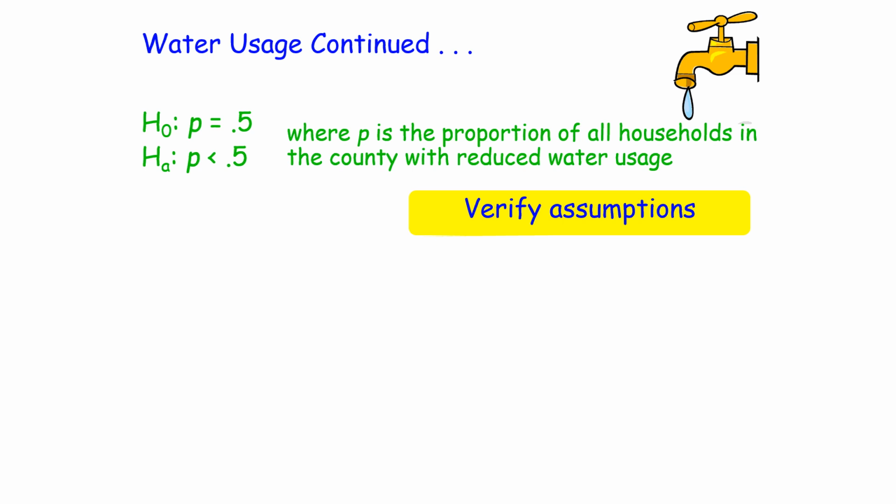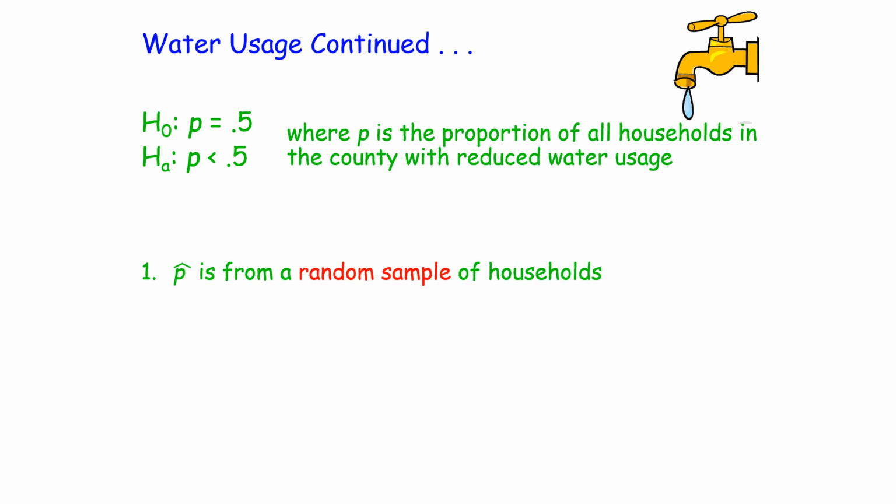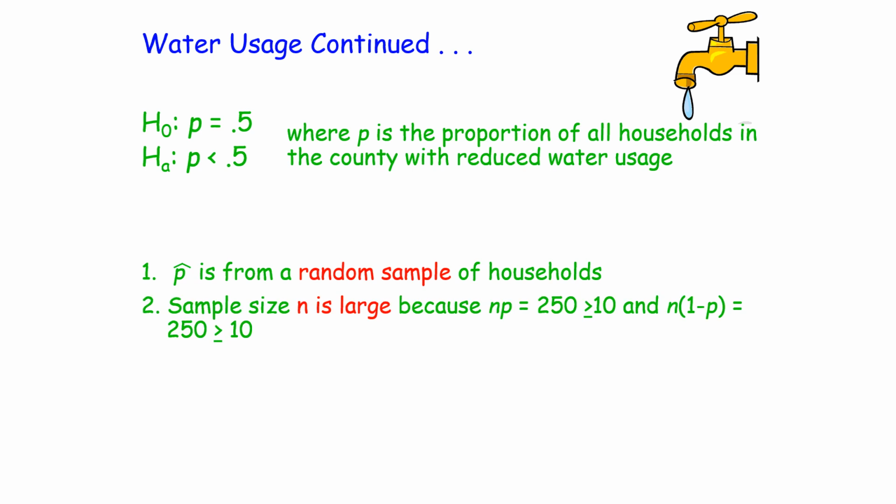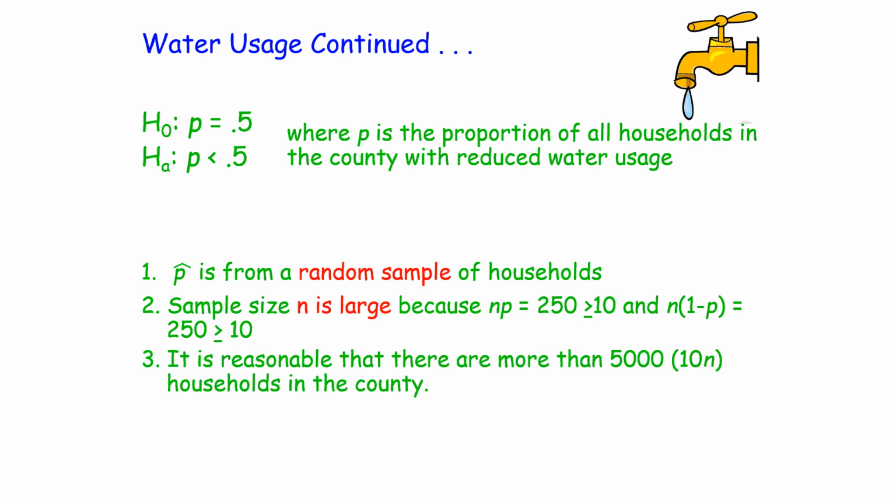We need to verify our assumptions. So we know that p hat is from a random sample of households. The sample size n is large because our n times p is 250, which is greater than or equal to 10, and our n times 1 minus p is 250, which is greater than or equal to 10. And our third condition, it is reasonable that there are more than 10n households in the country.